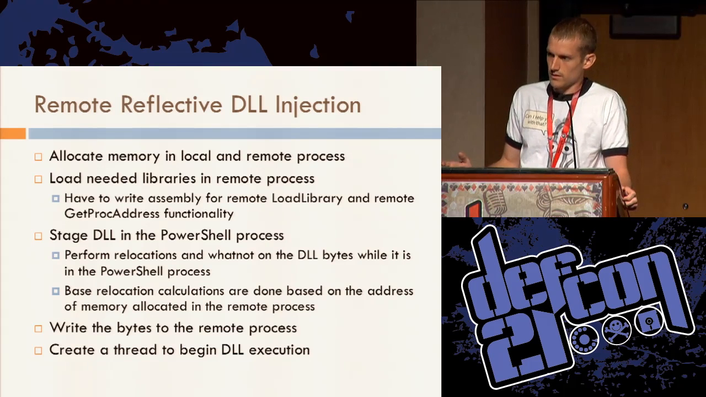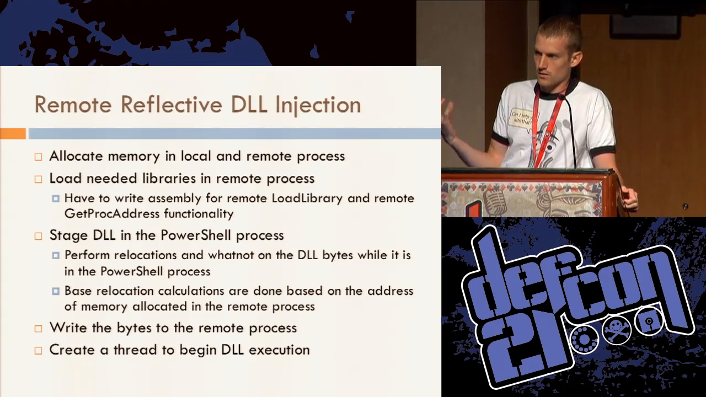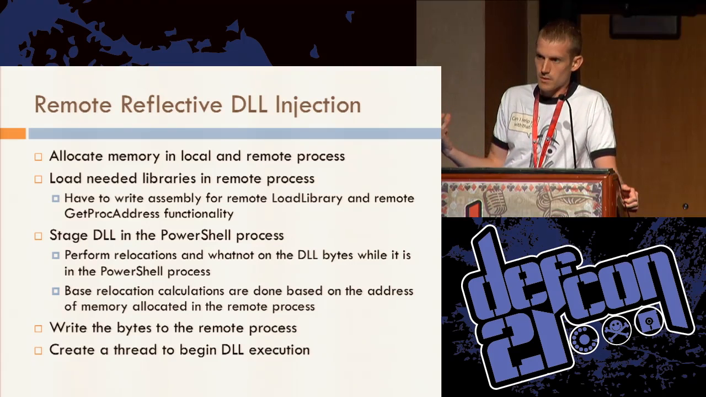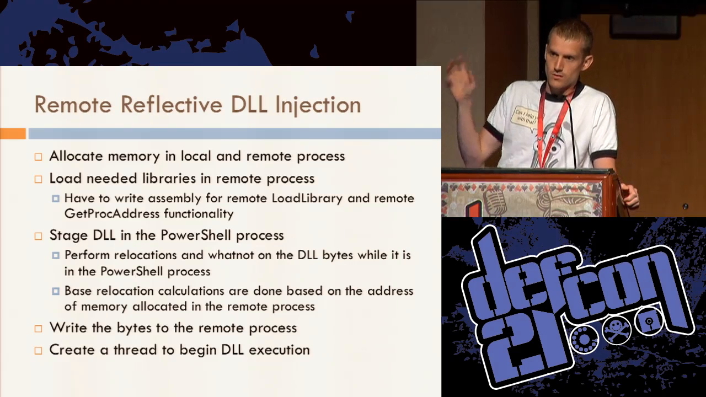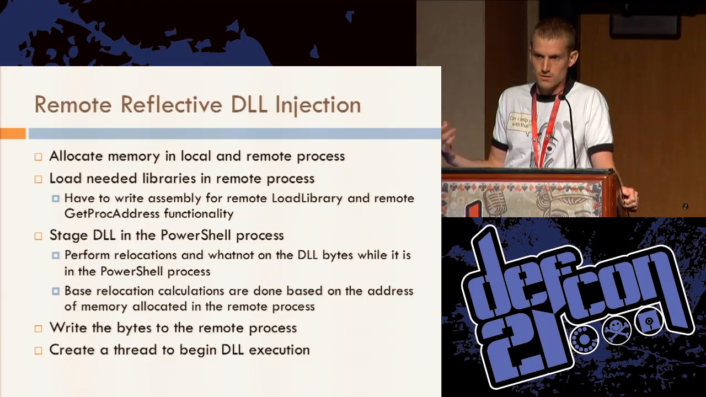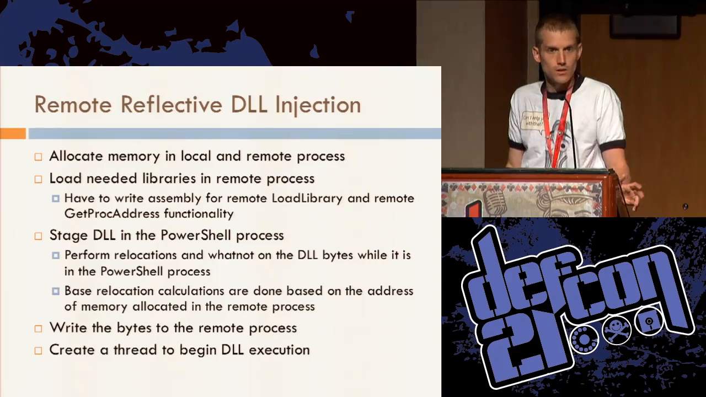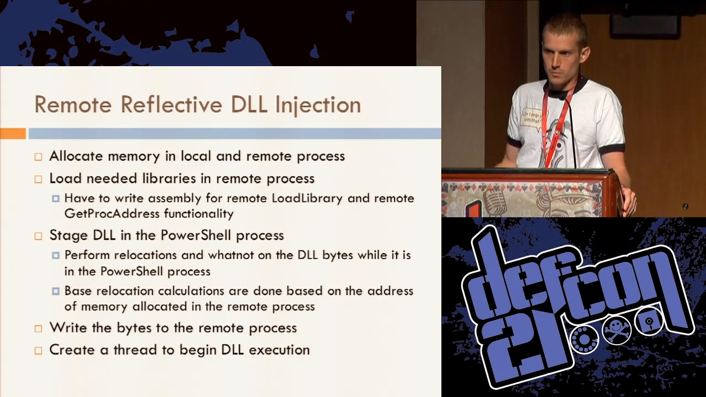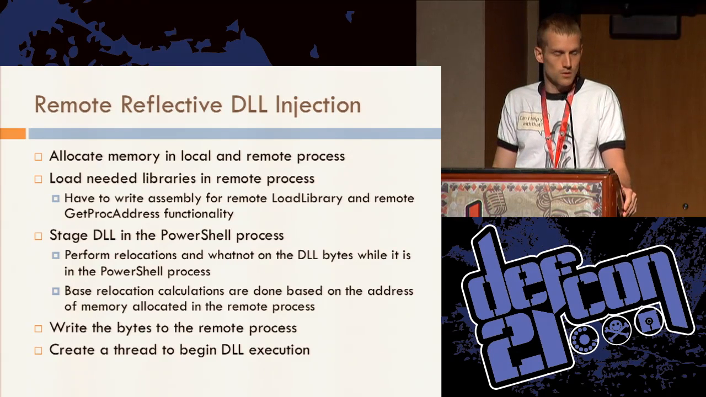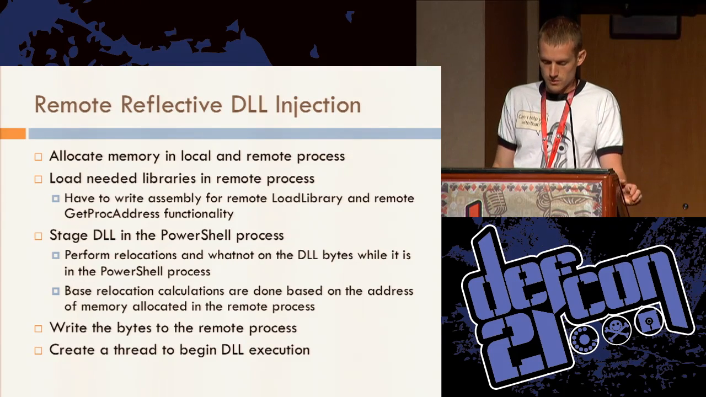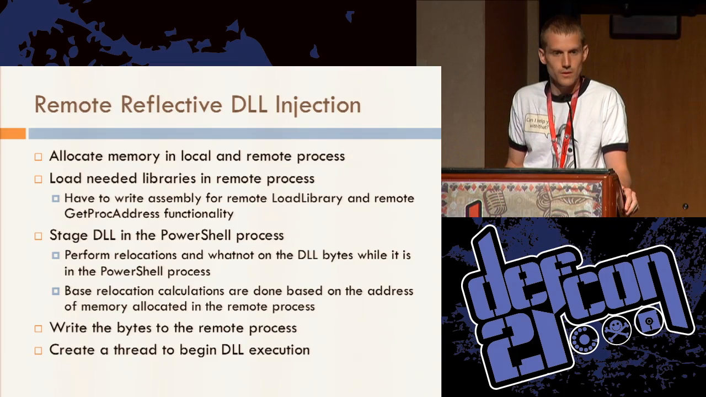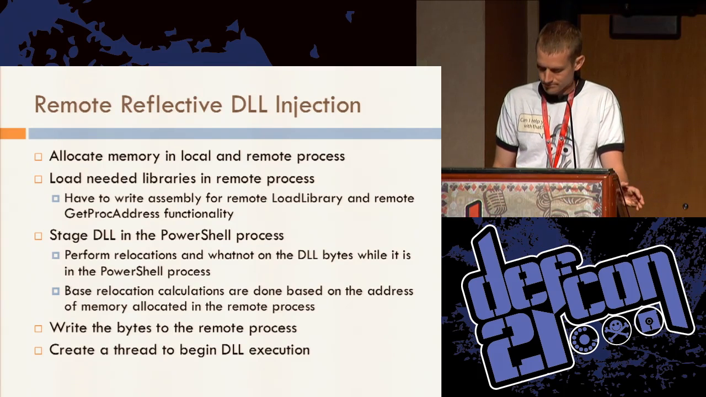And once you've done all this, you end up with the DLL, which is currently in the PowerShell process, but all of the memory addresses have been patched as if it was being loaded in the remote process. So all you need to do is take those bytes and write them into the remote process, and the DLL is pretty much ready to go. You just give it its own thread and it'll start executing.